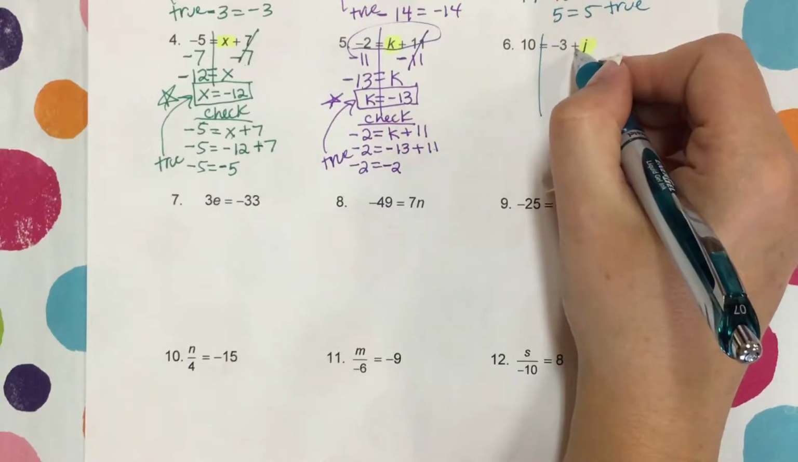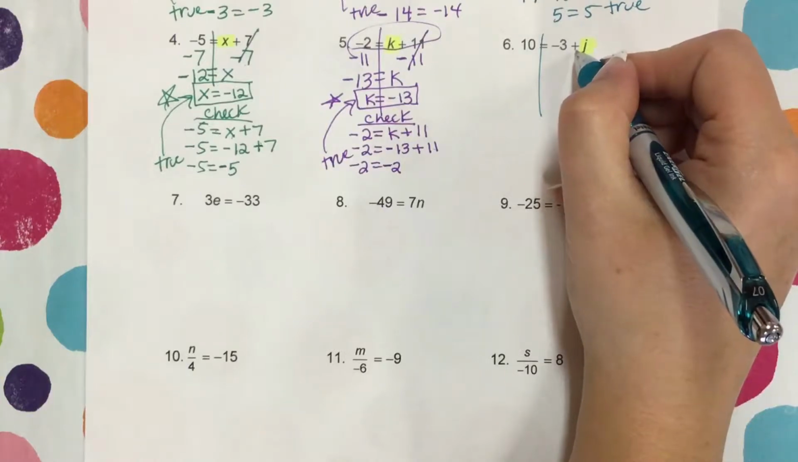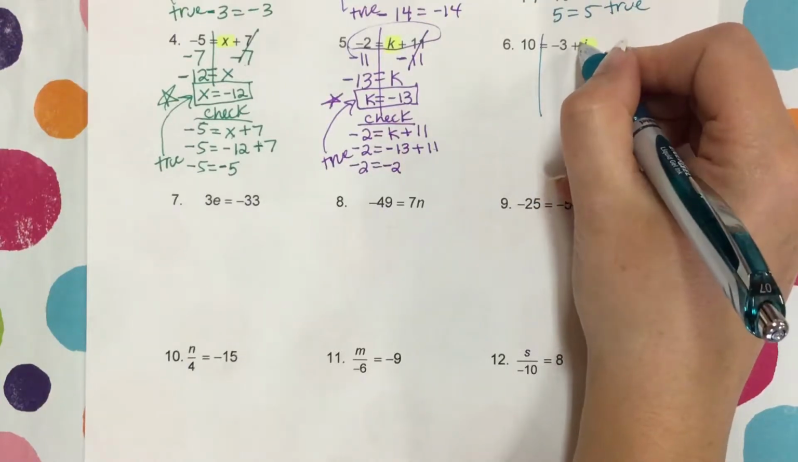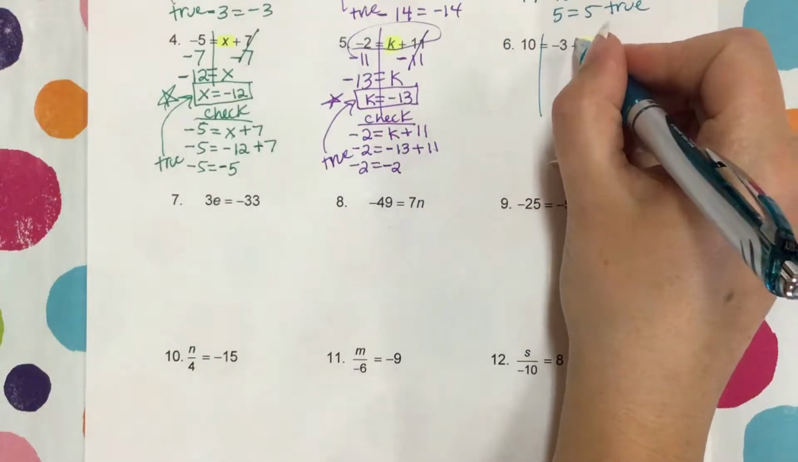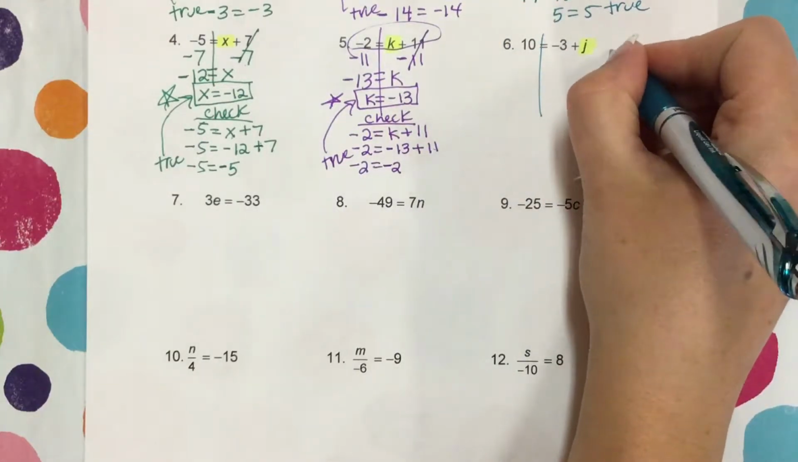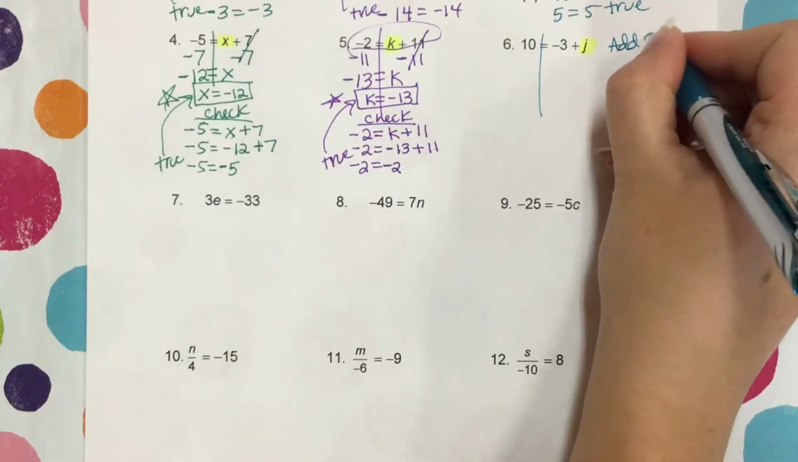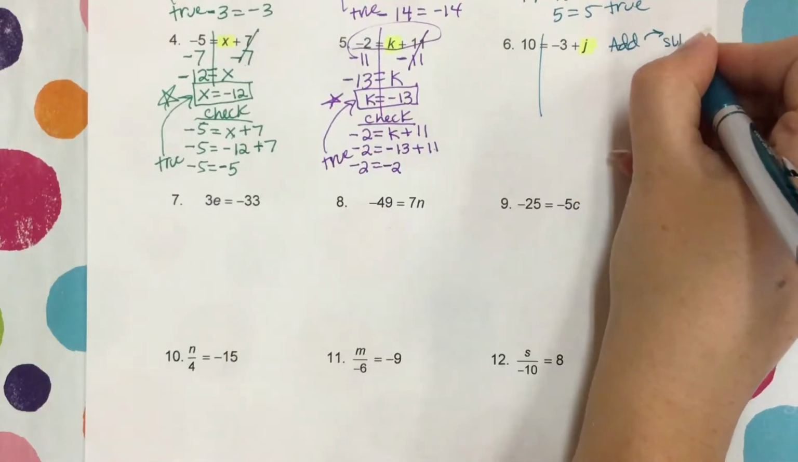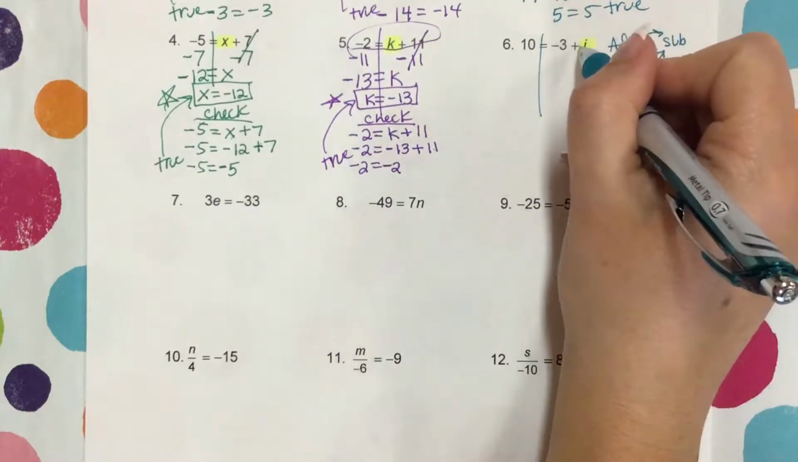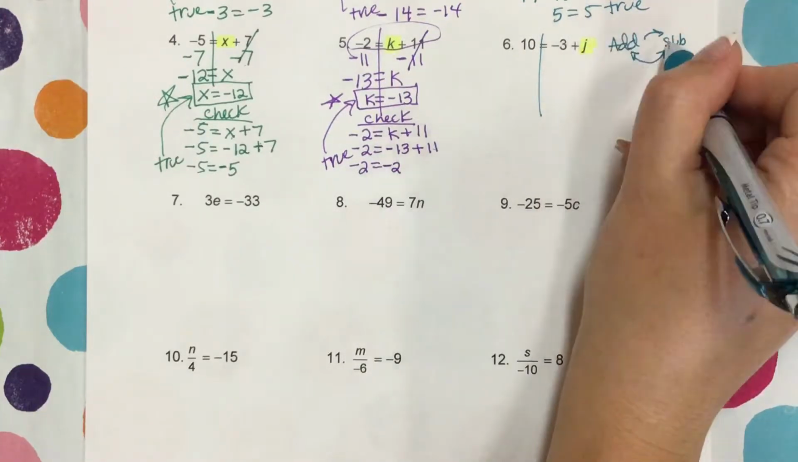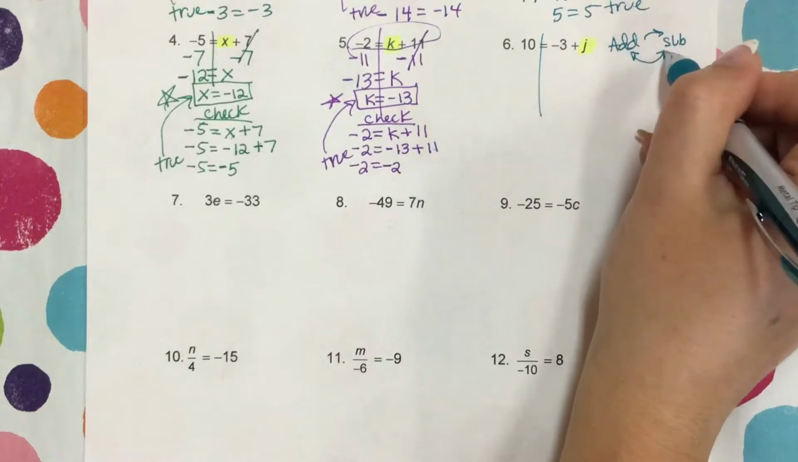Well, it's related through addition, so we have to do the inverse operation. And this one's a little tricky because when you see the addition, you want to do subtraction. But really, addition and subtraction are inverse operations. But for this one, since it's addition, you're going to be using one of those two.